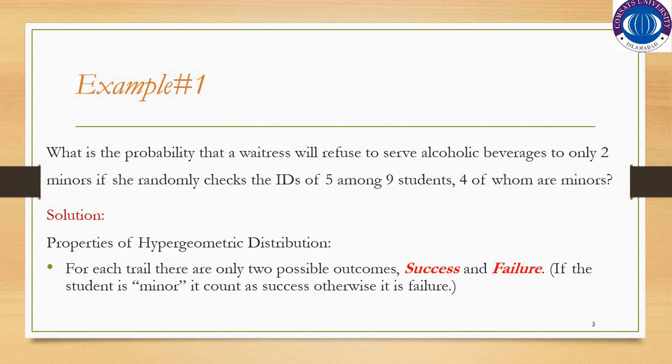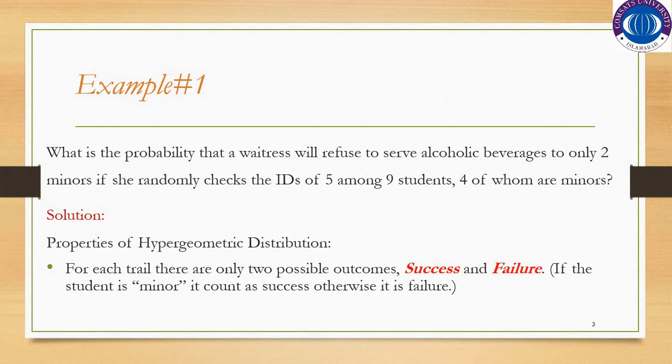Example 1. What is the probability that a waitress will refuse to serve alcoholic beverages to only 2 minors if she randomly checks the IDs of 5 among 9 students, 4 of whom are minors? So, as the particular scenario is given here, there is a waitress who is serving alcoholic beverages. There are 9 students, among whom she randomly checks the IDs of 5, and she will refuse to give the alcoholic beverages to the one who is a minor.